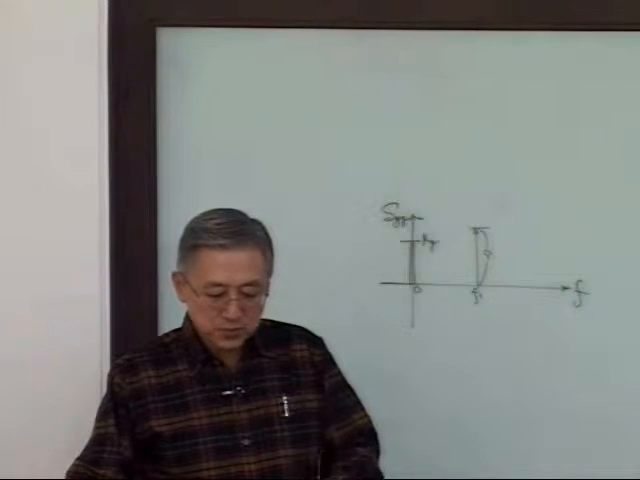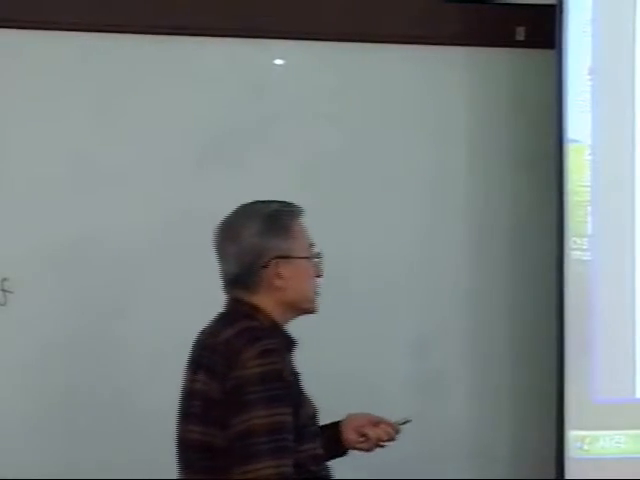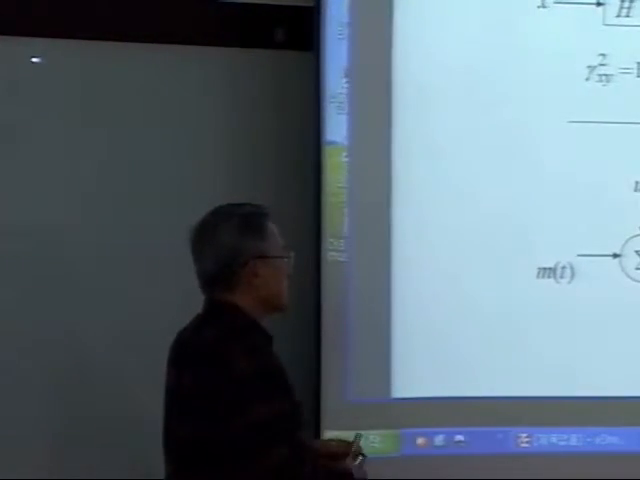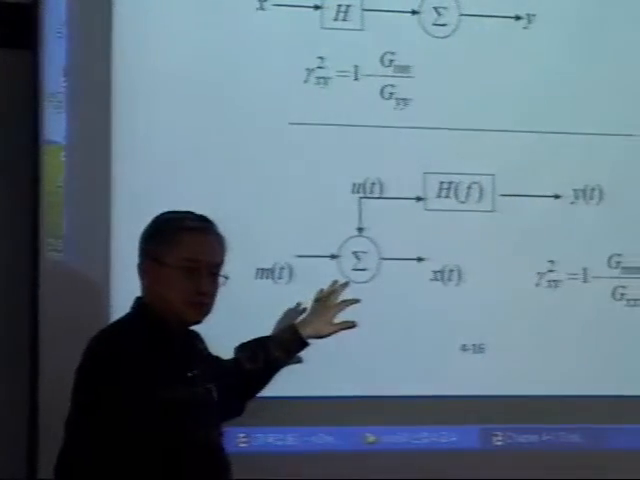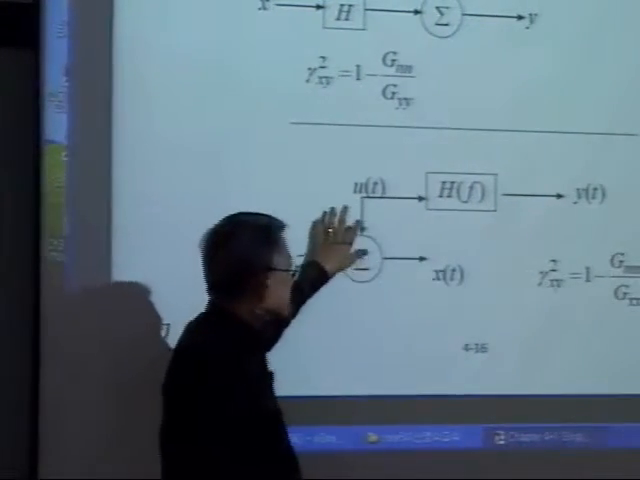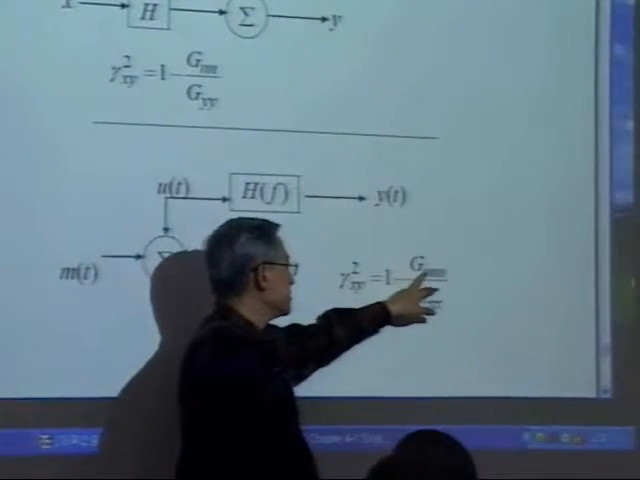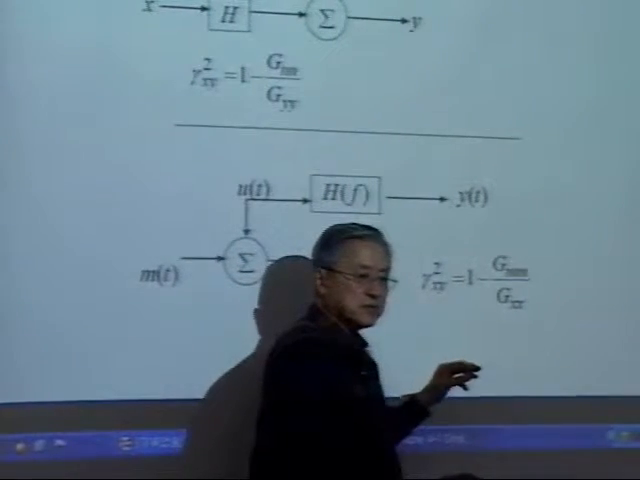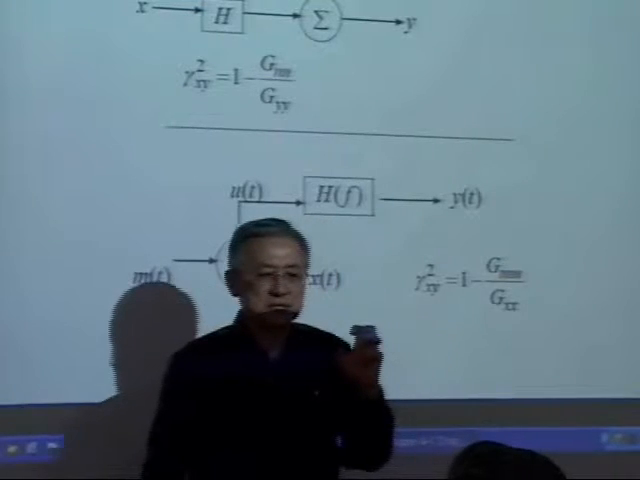This is output noise. This is input noise. Again, we study the case where M is uncorrelated noise. Okay, so this is a similar setup. Then you have gamma XY squared equals 1 minus GMM over GXX.